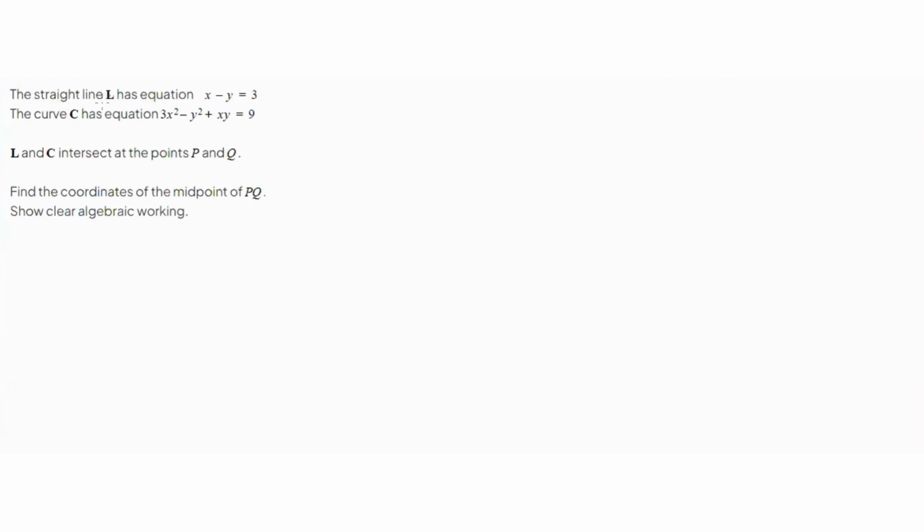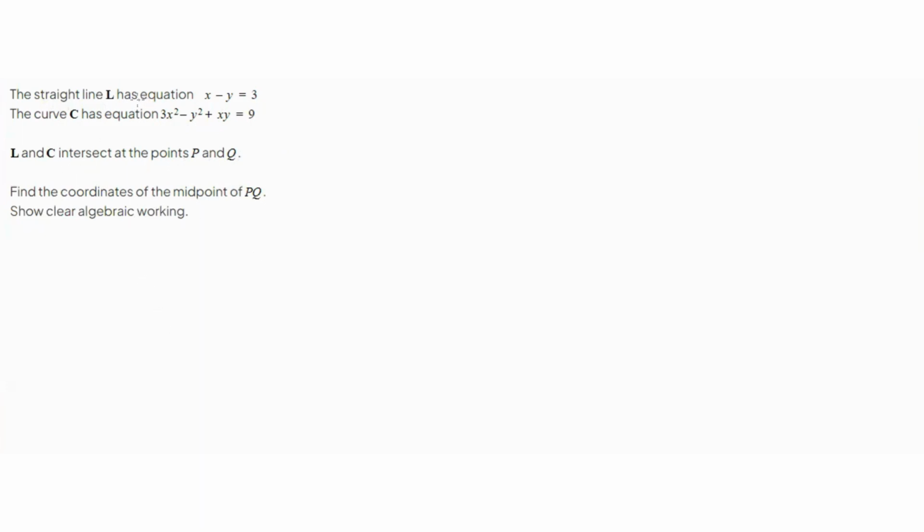The question says that straight line L has the equation x minus y equals 3. The curve C has the equation 3x squared minus y squared plus xy equals 9. L and C intersect at the points P and Q. Find the coordinates of the midpoint of P and Q.